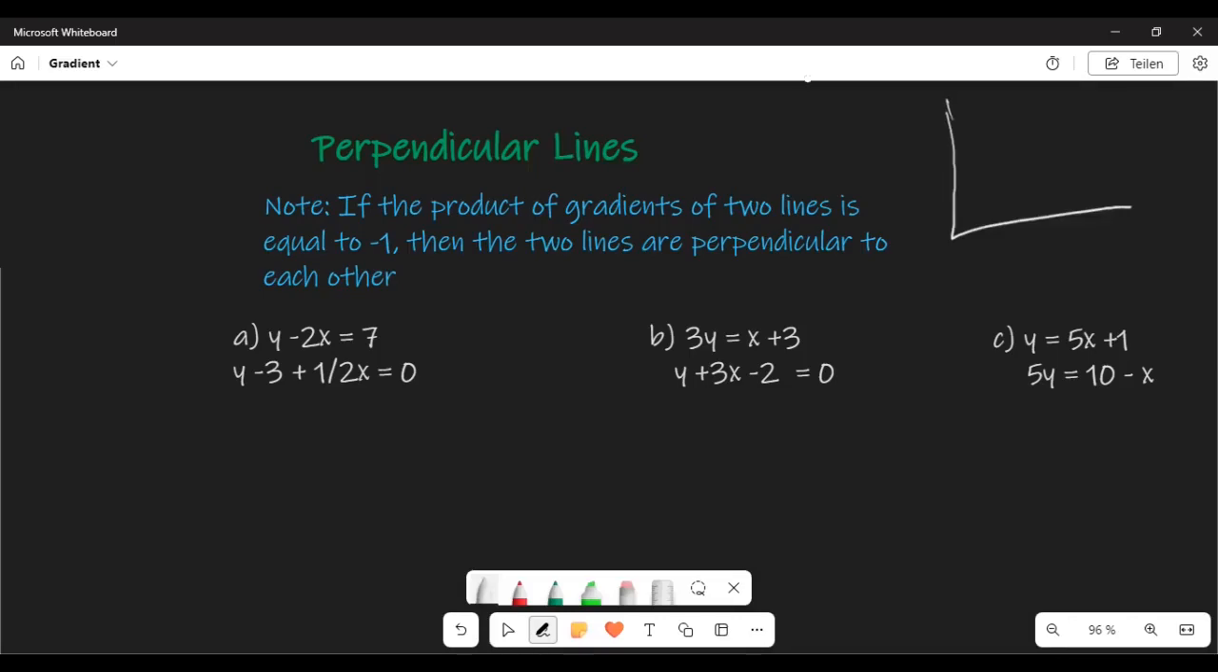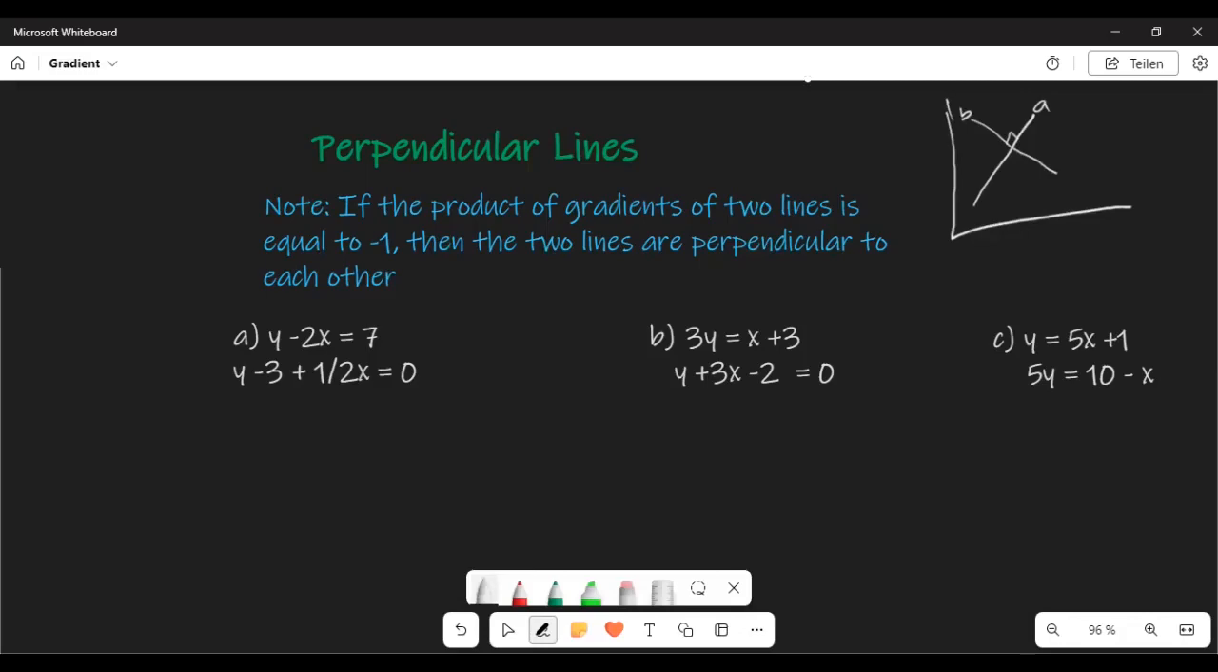Perpendicular means basically if you have a line, let's say line A, then B should be cutting it, crossing line A at 90 degrees. If B does that, then we say B and A are perpendicular.